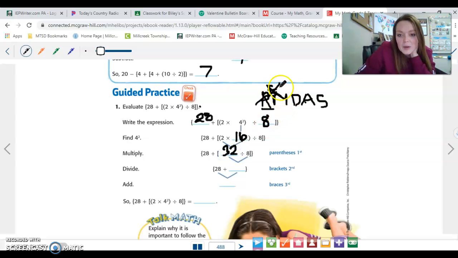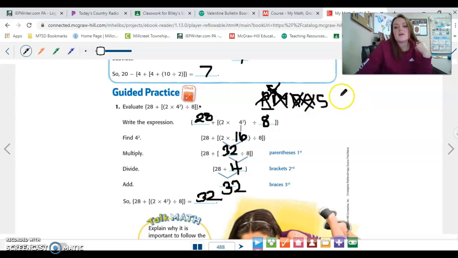Then inside my brackets, I now have division. D is next. 12 divided by 8 gives me 4. Now I have addition. 28 plus 4 is 32. So my answer is 32. So what's really nice in some of these examples, I did not have subtraction. I can just cross that out because that was not an option that was available.